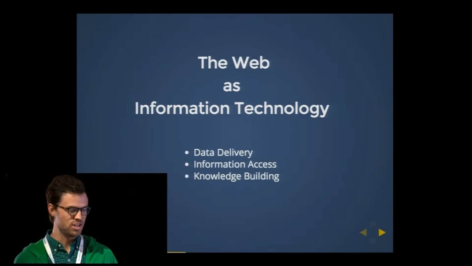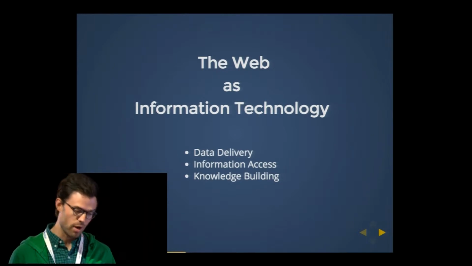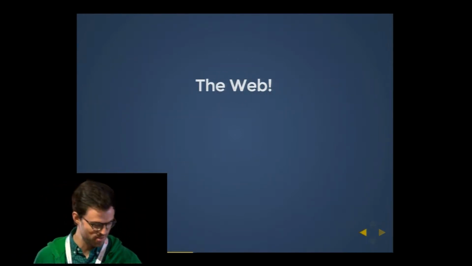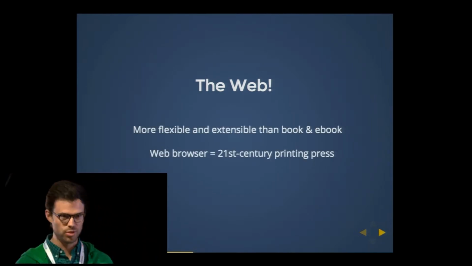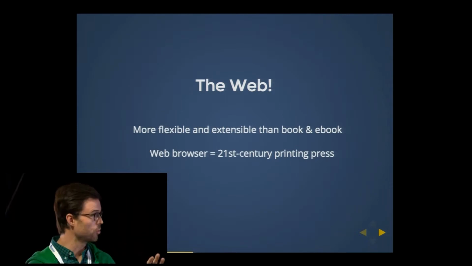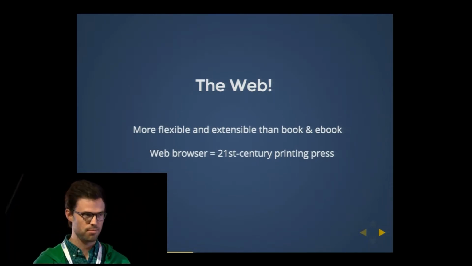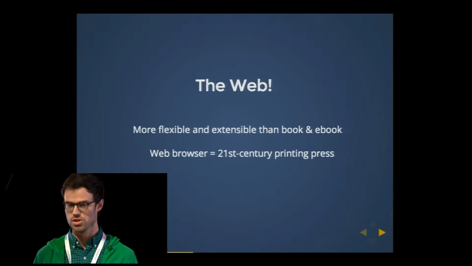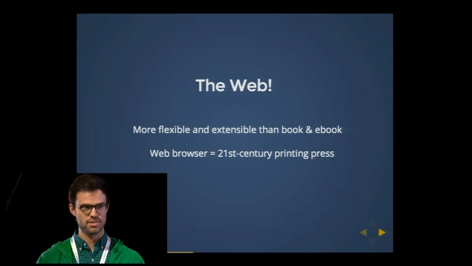It's about sharing. And so we see a lot of consonance between the book and the web, but the web offers a lot more than the book does. So the web, exclamation point. We're so super excited about it. This slide may seem basic, but it's really worth repeating for this audience, for everyone, everywhere. It's more flexible and extensible than a book and an ebook. You can do more with it in terms of shape, in terms of data markup, in terms of sharing. And the web browser is, in functionality, the 21st century printing press. So that's another link to the book. So previously, you'd have to be wealthy. You'd have to have a large estate.